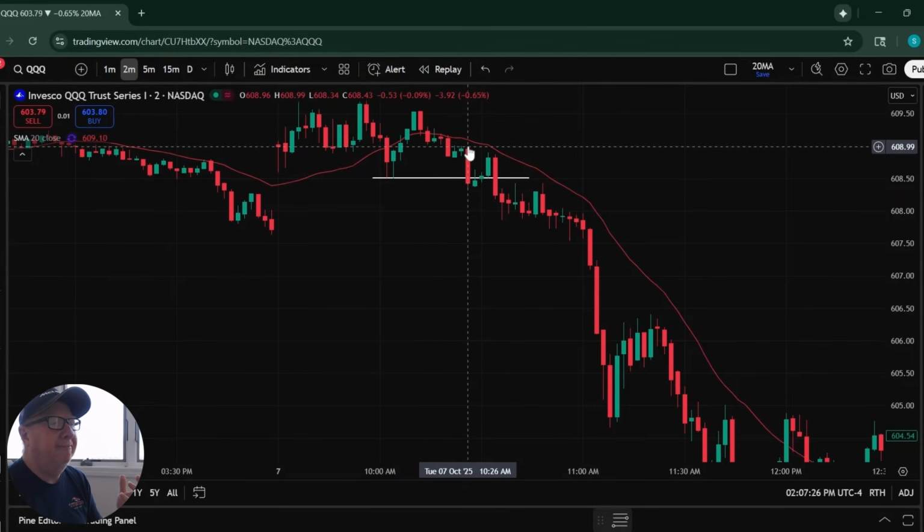It's when I get that power bar. And again, a power bar, very little wick, and it's larger than the other candles.